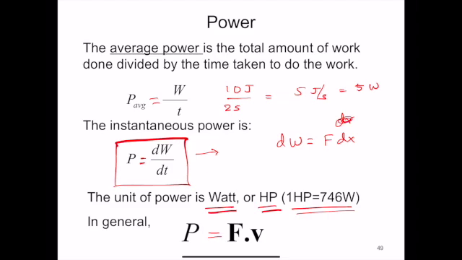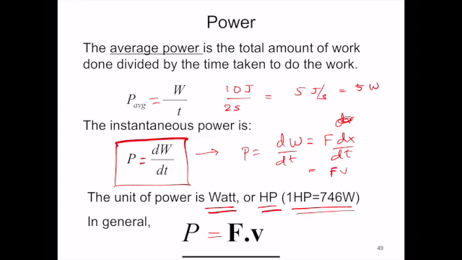Over a tiny little displacement dx, the work done by the force is given by F times dx, right? And so if the object moves over the displacement dx in time dt, then the power would just be dW divided by dt. So F times dx divided by dt. And so dx divided by dt, as you know, is v. So it becomes F multiplied by v.